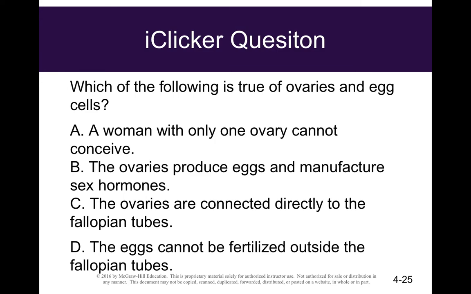So which one is true? B is true. The ovaries produce eggs and they manufacture sex hormones. A woman with just one ovary can conceive. Absolutely, she can, which is a wonderful thing. And eggs can be fertilized outside of the fallopian tubes. And ovaries are not connected directly to the fallopian tubes. Remember, the fimbriae swish up the eggs from the ovaries.